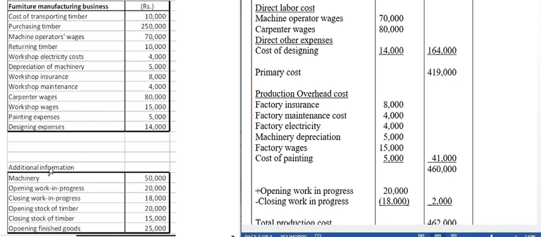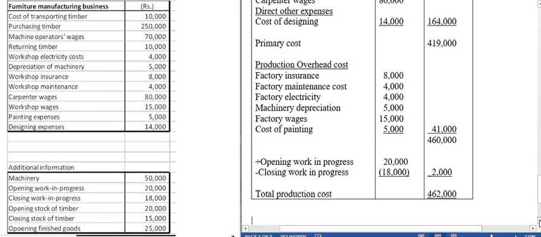We'll see the additional information here. Machinery value given 50,000. No need to mention it under this manufacturing statement because machinery depreciation has been given directly. Next one, opening work in progress. I told you work in progress comes after production overhead cost, that means before calculating the total production cost, you have to adjust. So opening work in progress should be added, closing work in progress should be deducted. Here opening work in progress should be 20,000, closing work in progress should be 18,000.